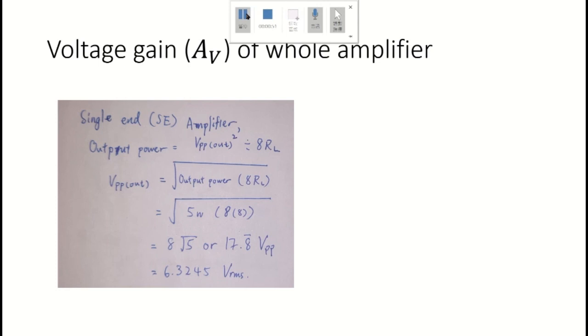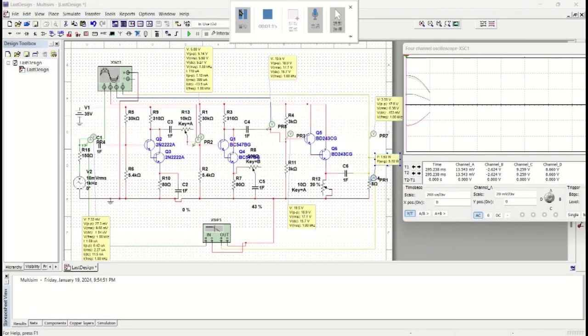So the load impedance is 8 ohm given from the data sheet, and 5 volt is the requirement. We can get 17.8 VPP or 6.3245 VRMS. So this is the minimum VPP required for the whole amplifier. This is the circuit we designed.